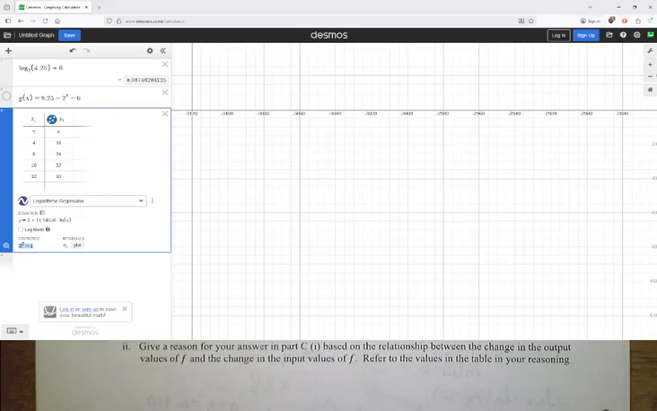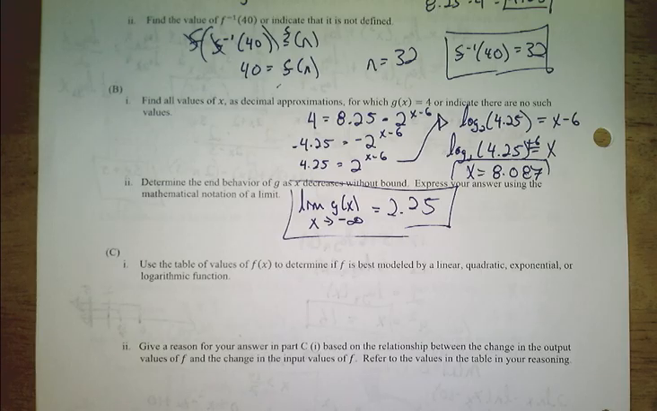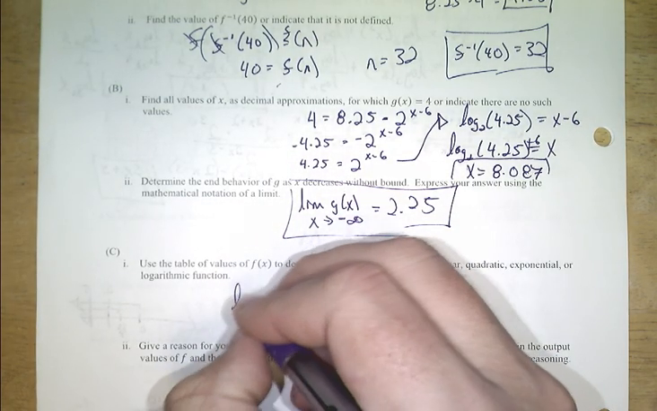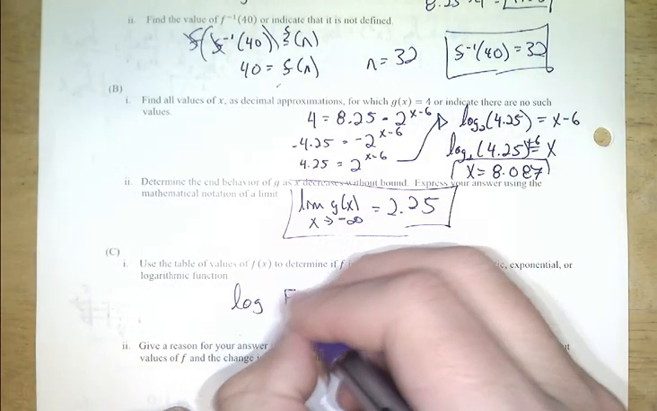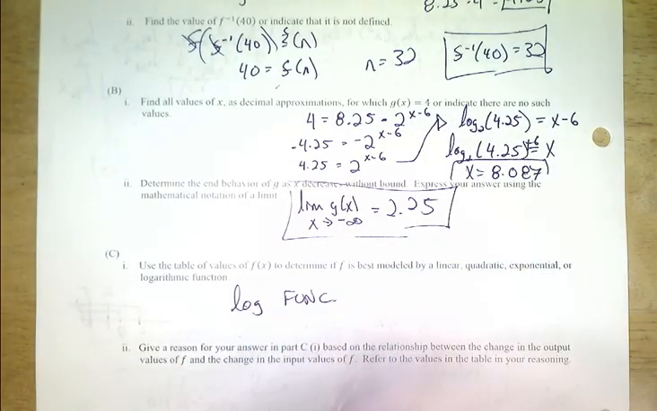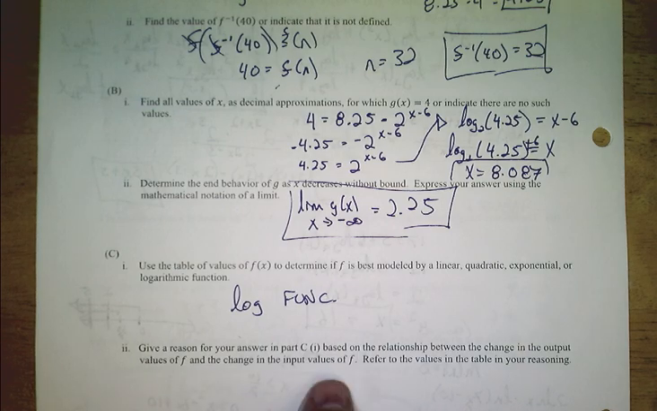So use the table of values to determine the best model. And it is best modeled by a log function. Give a reason for your answer in part C, based on the relationship between the change in output values of f and the change of input values of f.